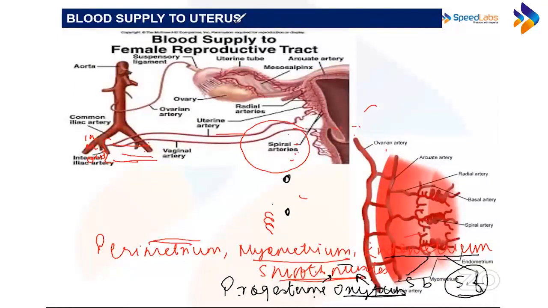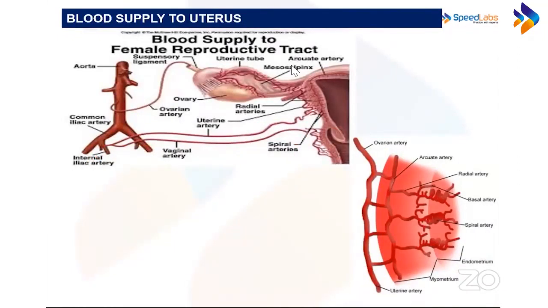So this is the blood supply to the uterus. Let us see. This is the aorta, and the aorta branches into the common iliac artery, and it branches into the internal iliac and external iliac artery. The internal iliac artery again branches into two arteries. Out of that, one is the uterine artery, and the other is the vaginal artery. So we are concentrating on the uterine artery.